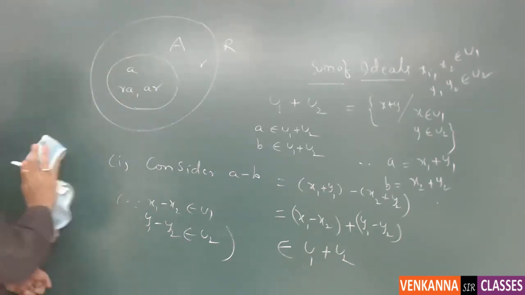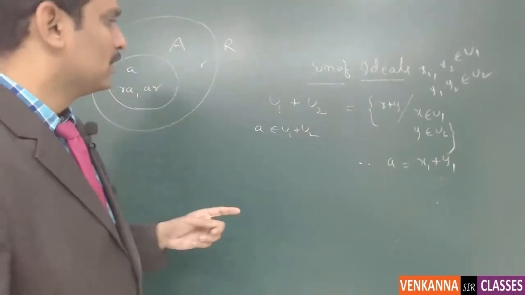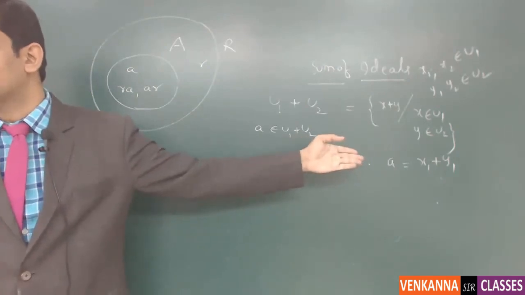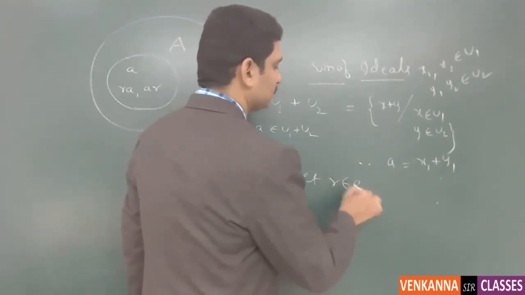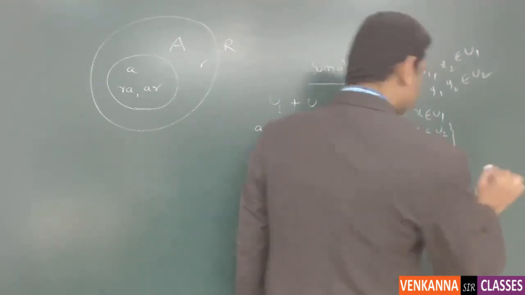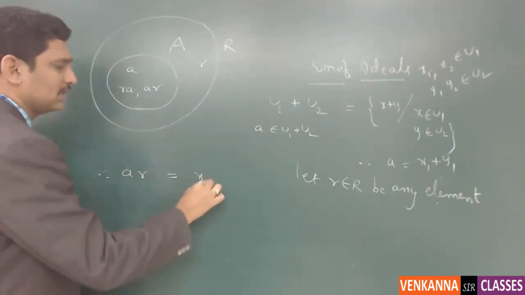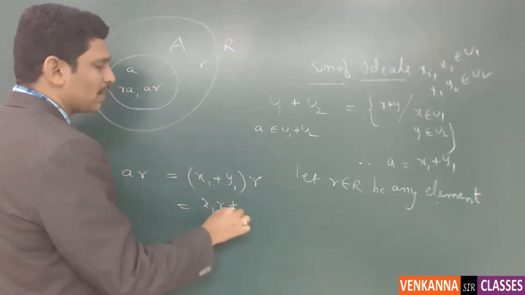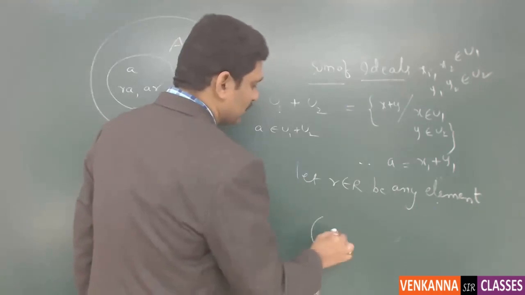So here also we say that you take U equal to U1 plus U2, a is equal to x1 plus y1, and you take any element r in the ring. If you consider the product ar, it is nothing but x1 plus y1 into r. This is equal to x1r plus y1r, which belongs to U1 plus U2.